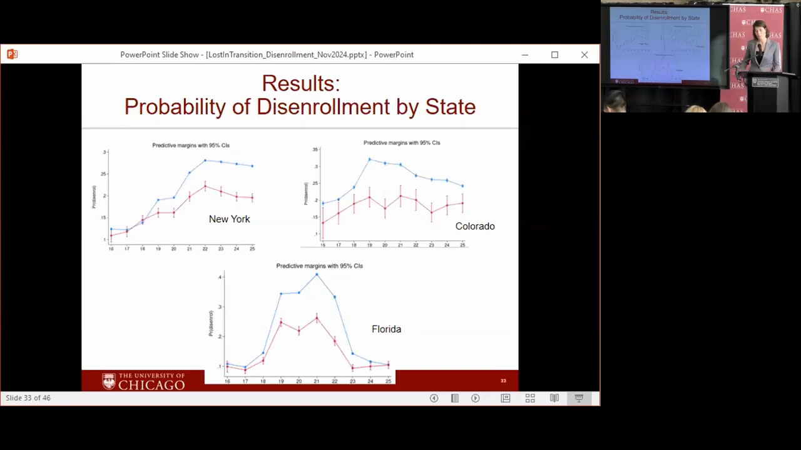So in New York, for example, there is no spike at age 19 in disenrollment. Instead, the probability of being disenrolled grows up till about age 22 and then kind of flattens out. Colorado has a spike, especially for the non-complex, and then the complex, a much smaller population, is a little bit messier of a pattern. And in Florida, there's a spike at age 19 relative to earlier ages, but then it remains high up until age 22.